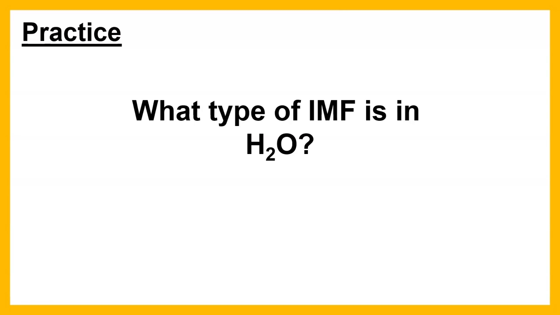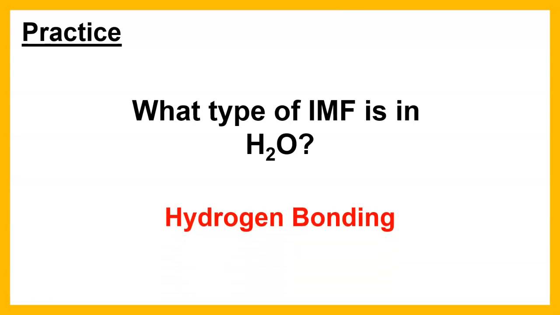So there's going to be London forces since everything has London forces. But because it's polar, it will also be dipole-dipole. But it's a very fancy type of dipole-dipole because it has hydrogen bonded to oxygen, which has lone pairs on it. So that makes the dominant IMF, the strongest, most important, the most impactful IMF present, hydrogen bonding.